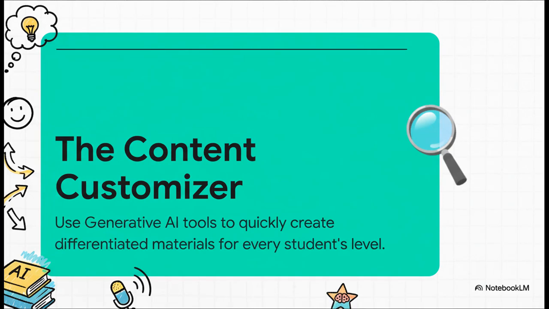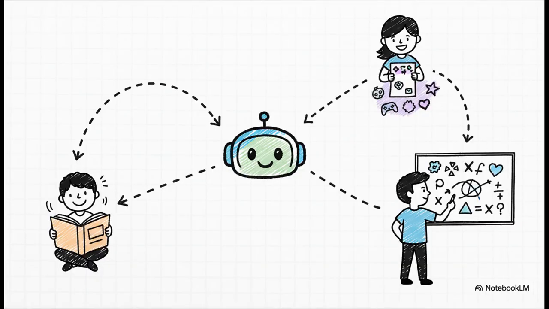The solution here is something called the Content Customizer. This is where a teacher uses generative AI, the kind of AI that can create new text and images, to rapidly differentiate their lessons. They can take one core idea and in just a few seconds, spin up multiple versions to meet every single student right where they are. And the results are just incredible.